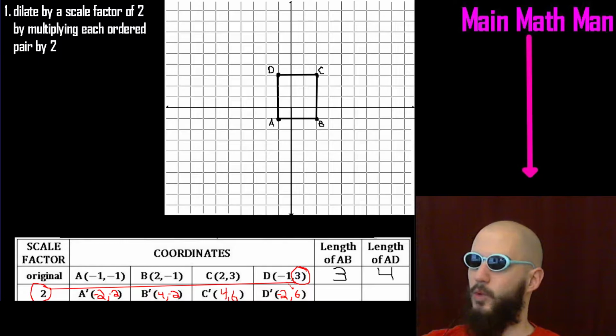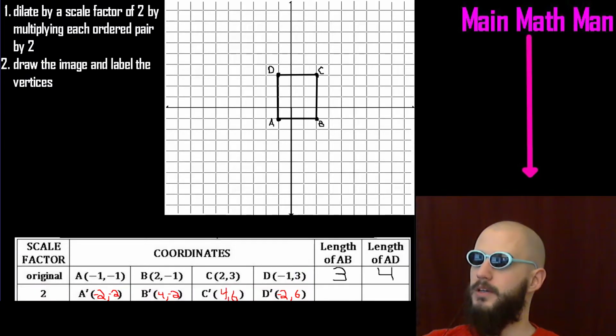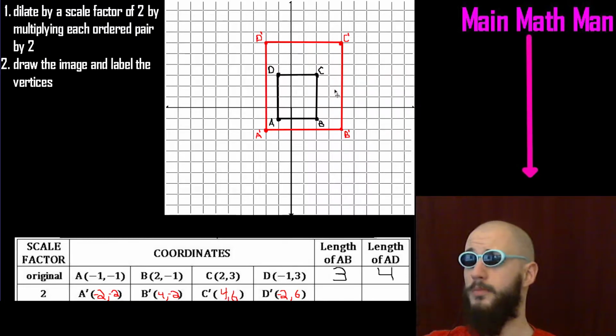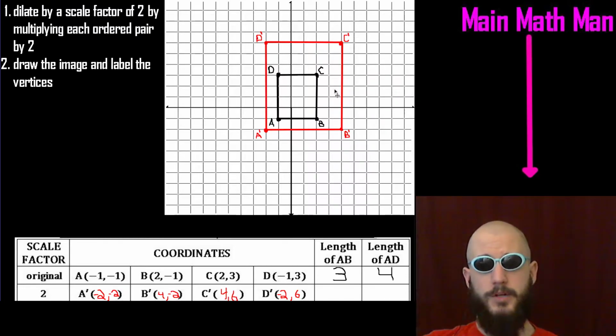So again, once you have those points, you draw the image and label your vertices, just like we did in the first step. So again, I'm going to have my new image of A prime, B prime, C prime, and D prime. So make sure you have 4 points in this one. Again, this is a quadrilateral, or more specifically, a rectangle.